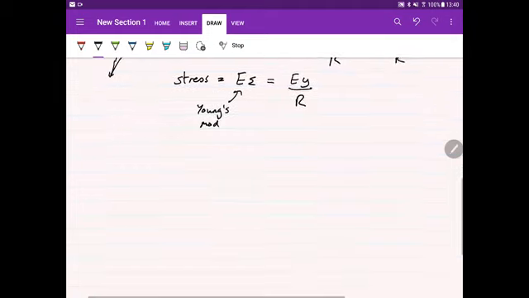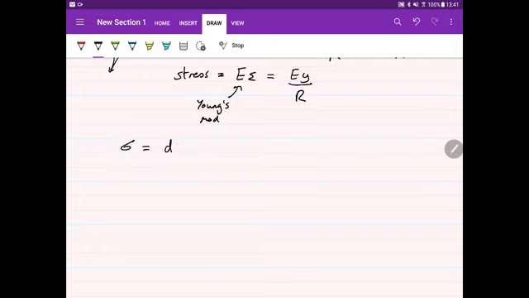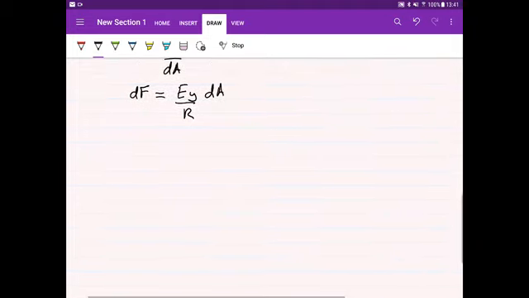Okay, now the stress is equal to the change in the force divided by the change in the area. So if we want to do a bit of rearrangement, we can say that the change in the force is equal to E times y over R, then we can multiply that by dA. So I've just taken the stress, plugged that in here, and then rearranged it in terms of the change in the force.